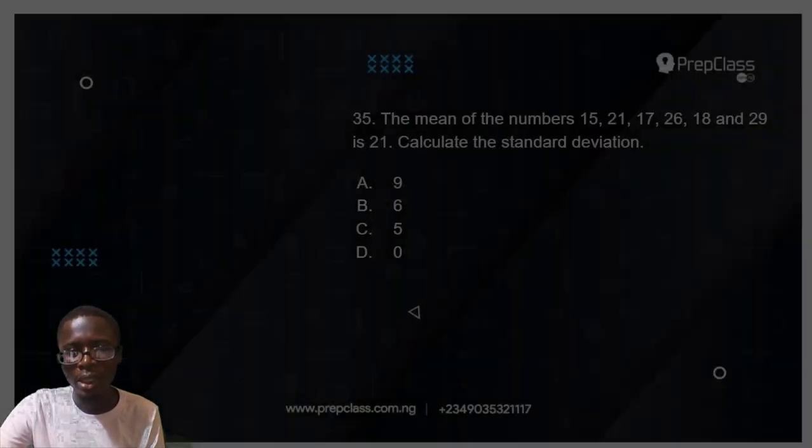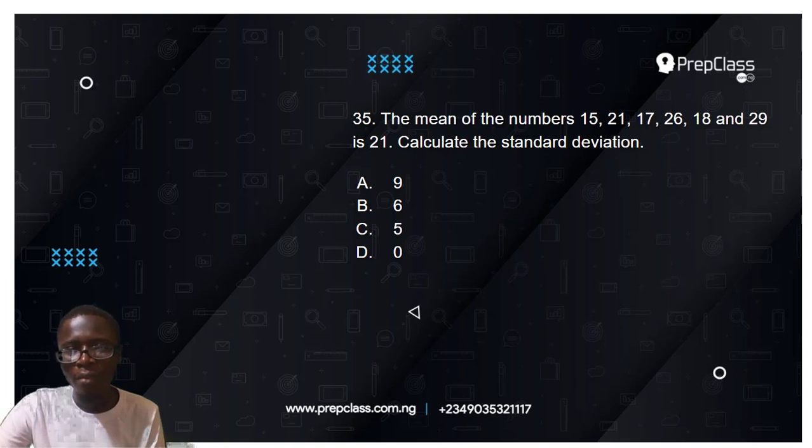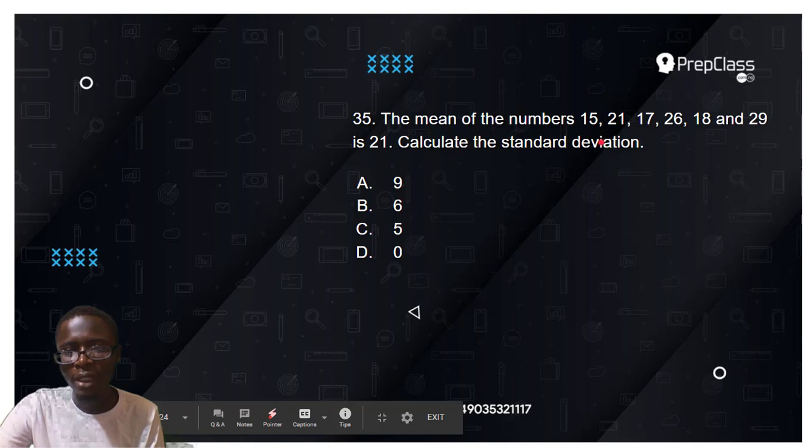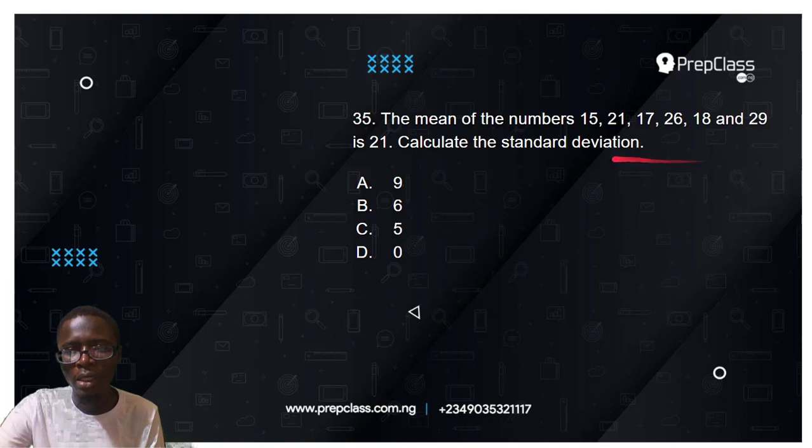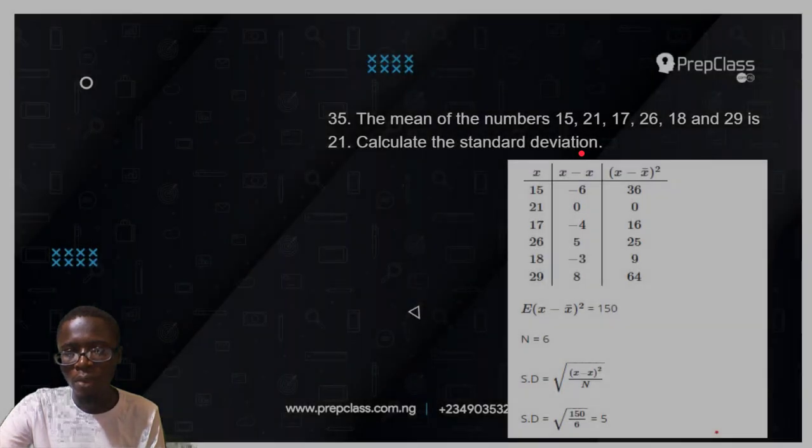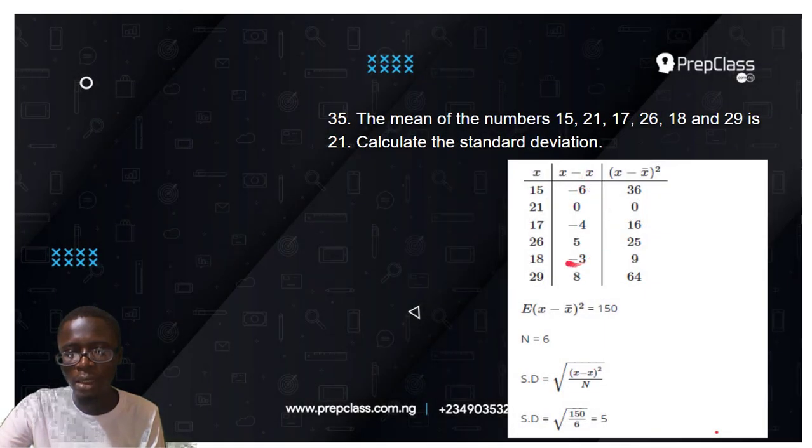Finally, question number 35. The mean of the numbers 12, 15, 21, 17, 26, 18, and 29 is 21. So the arithmetic mean, the average of all these, will give you 21. Then calculate the standard deviation. We're given the mean and some items, and we're asked to calculate the standard deviation. This table will help us to make this analysis in a faster and neater way.